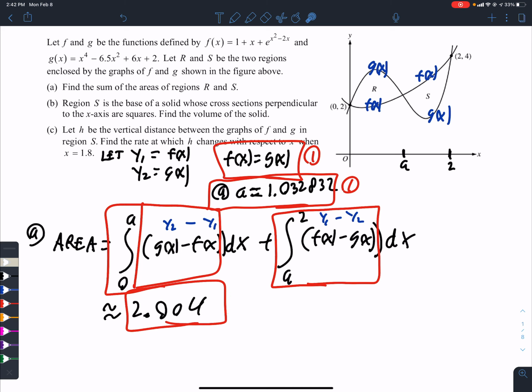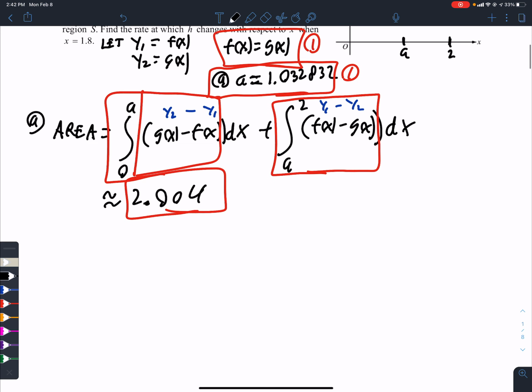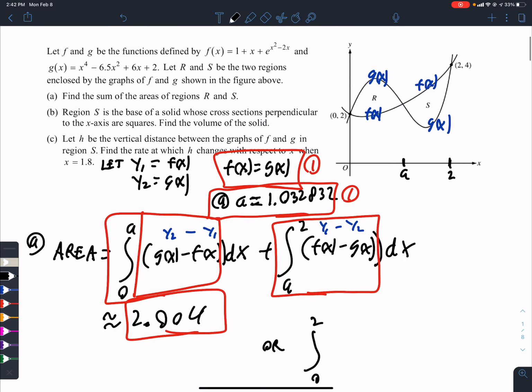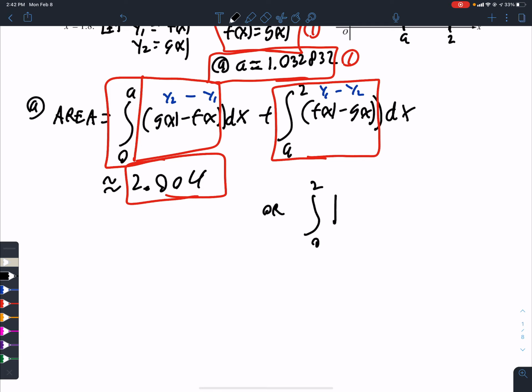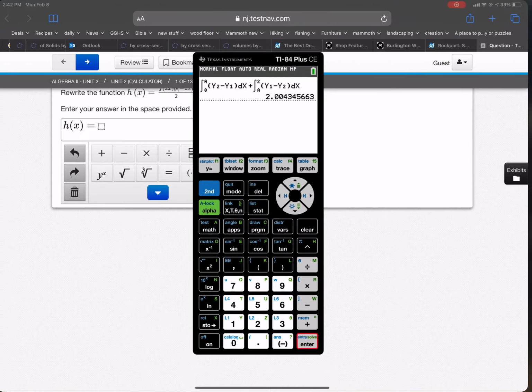Now, for a shortcut, this is an optional answer. You could go all the way from 0 to 2. And here's the problem. If you get f and g switched, it's the same magnitude, just the sign's different. So what you could do is the absolute value of f of x minus g of x. Even if these are reversed, like in this region, these would come out negative, but the absolute value makes it positive. So that will get you the same answer, and you don't need the two separate integrals.